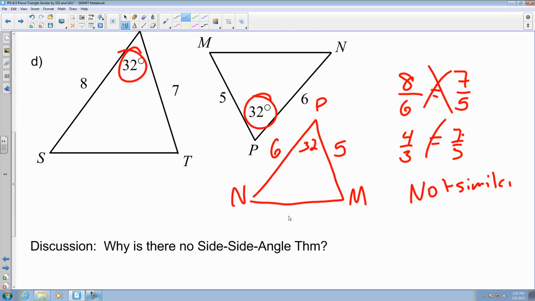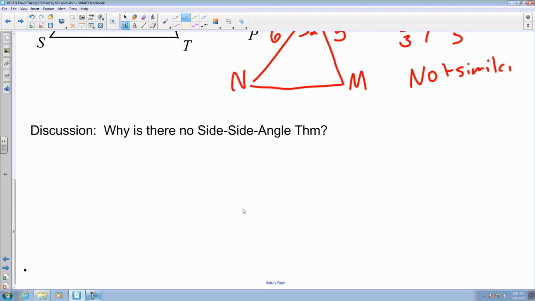And then the last thing we had here was a little discussion: why is there no side, side, angle theorem? We talked about in class that the best way to prove that something isn't true is by showing one example where it would not be true. So you could have a side, call it 3, and another side, 2, and an angle, which we'll just call congruent.